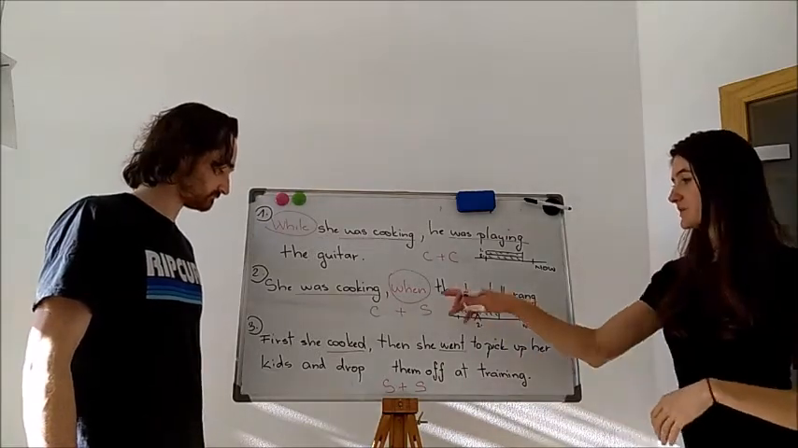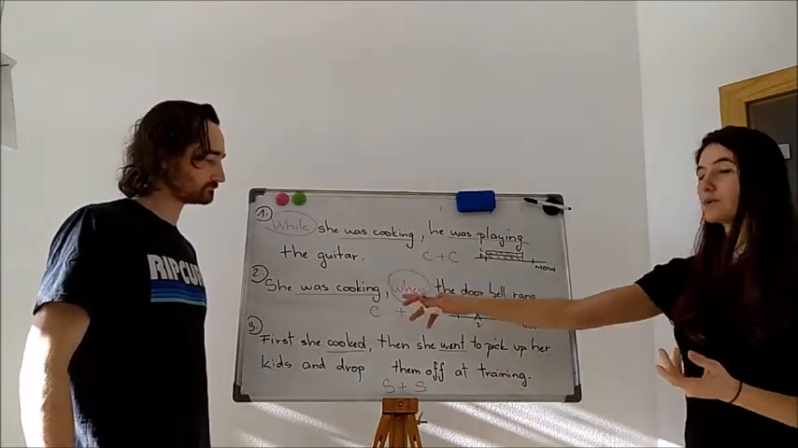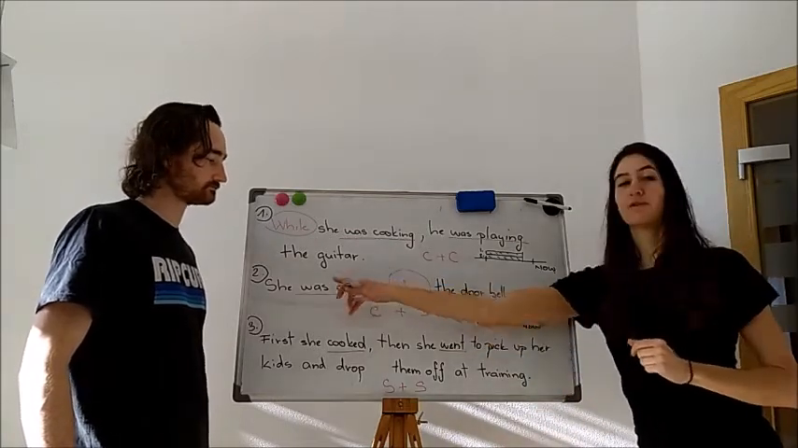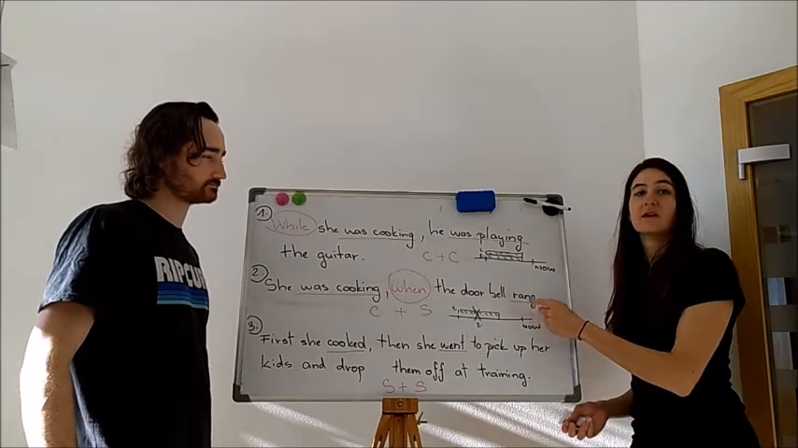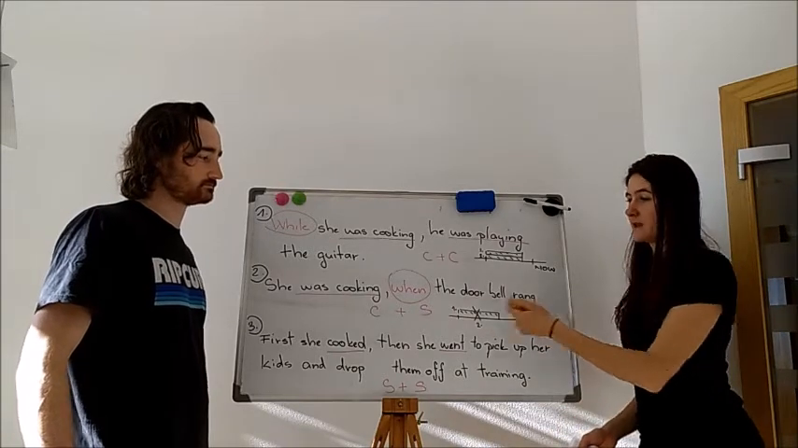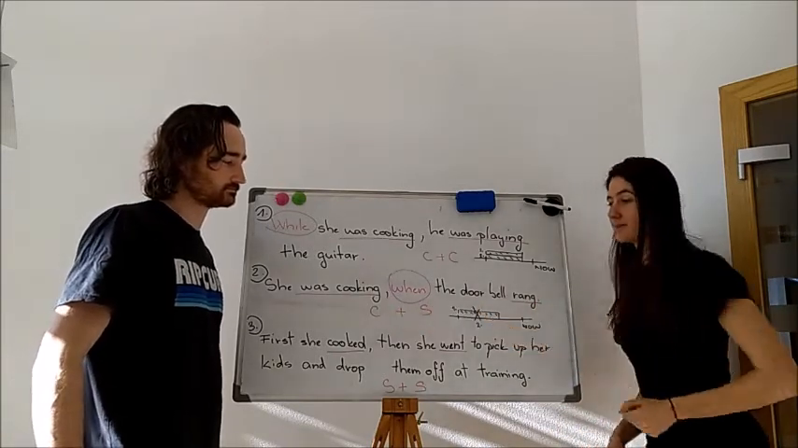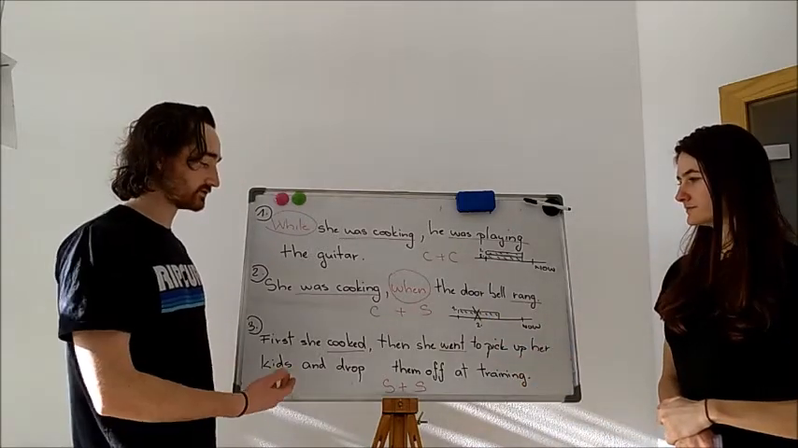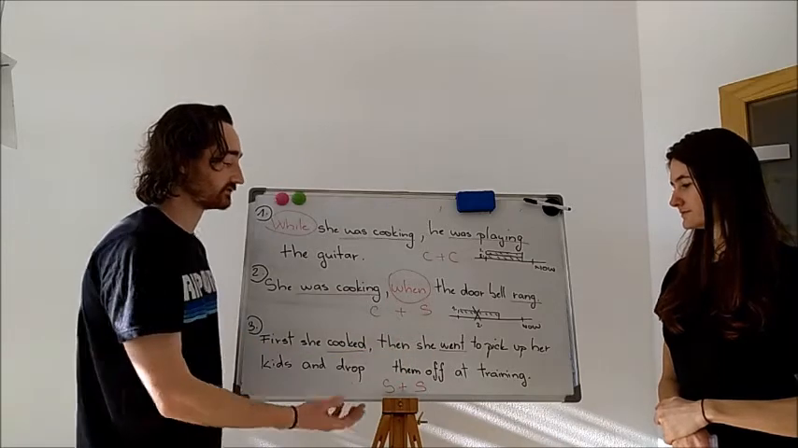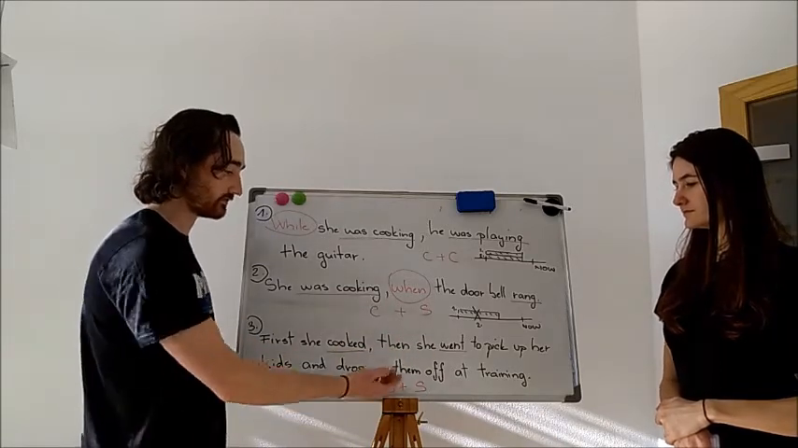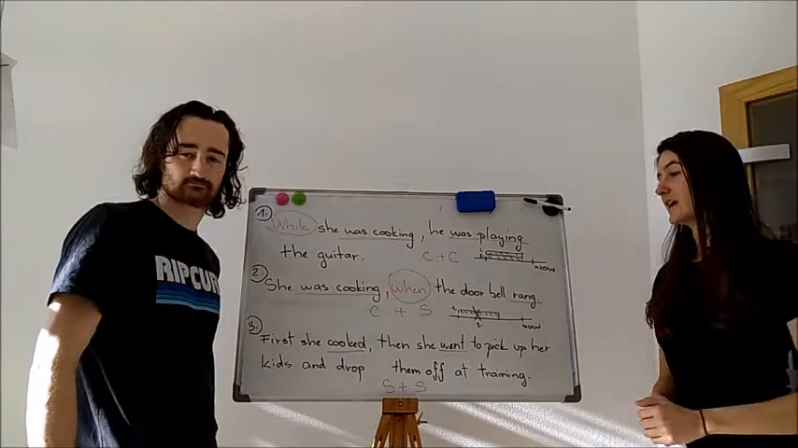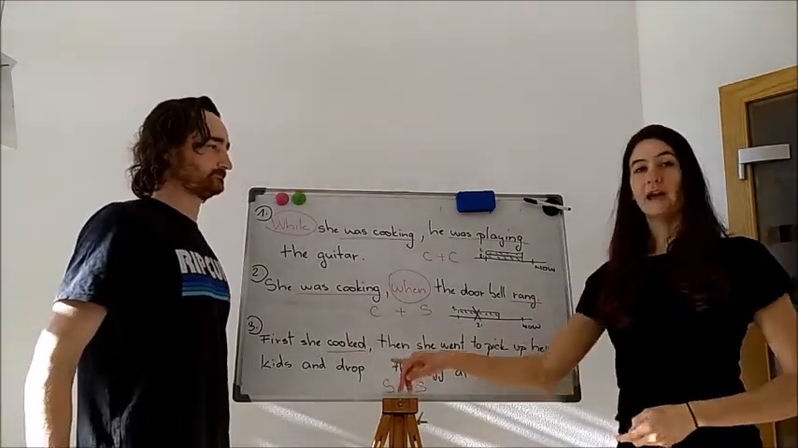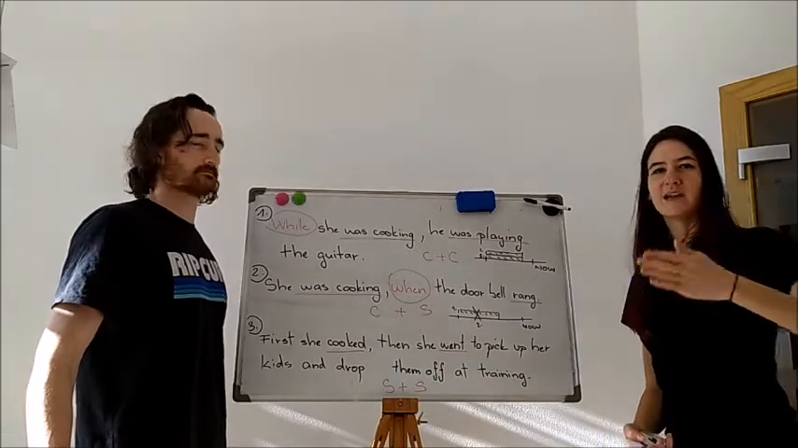So, as Patty said, she was cooking when the doorbell rang, so it's continuous form, but here it's past simple. Yeah? So continuous, past simple. And the last sentence: First she cooked, then she went to pick up her kids and drop them off at training. Okay, so the last thing, there are only simple forms here, and it's because you named the activity.